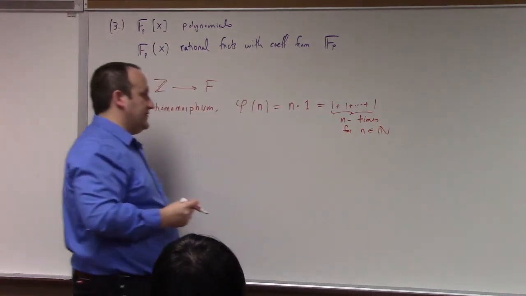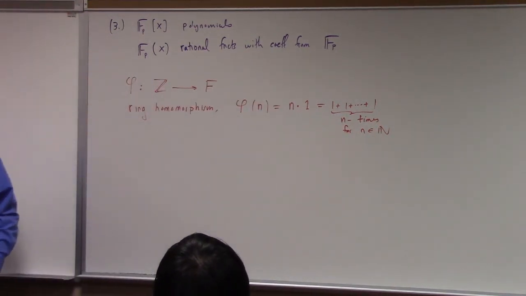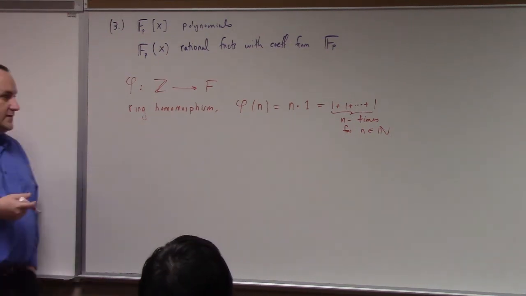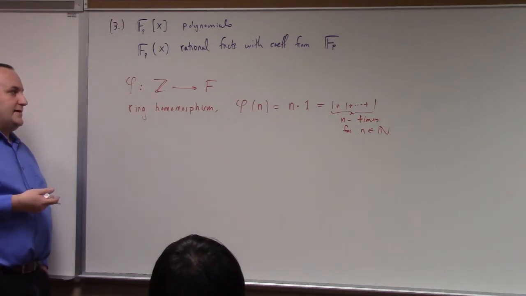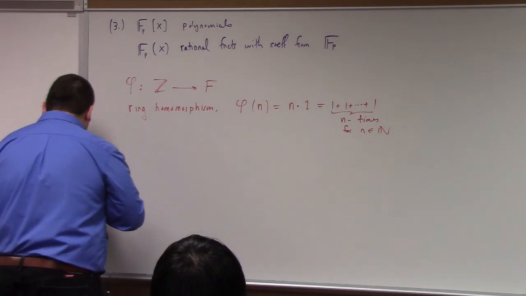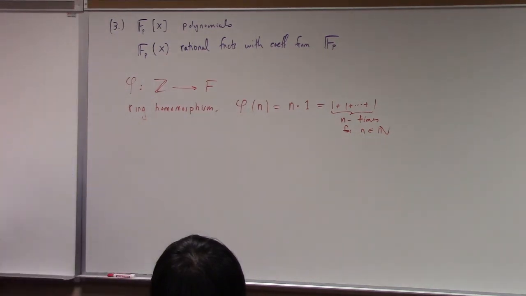for n in the natural numbers. But of course, you can extend this to integers by just adding together successive copies of -1 and so forth. That is the definition of the thing I wrote on the other board. And in fact, these properties are exactly what we need to get that phi is in fact a ring homomorphism. It preserves addition and multiplication. It sends 1 to 1.